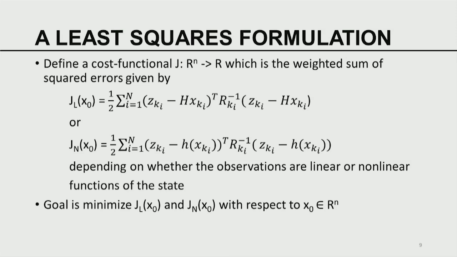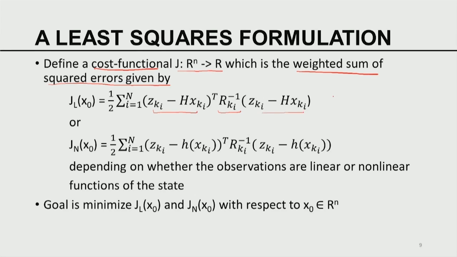So I'm going to start with case one. The model is linear. Observations are also linear functions of the state, not time, state. So we are going to define a cost functional. The cost functional is J. J is a scalar valued function of a vector. J is the weighted sum of squared errors. J is given by the sum of Z(k_i) minus H x(k_i) transpose R(k_i) inverse times Z(k_i) minus H x(k_i).